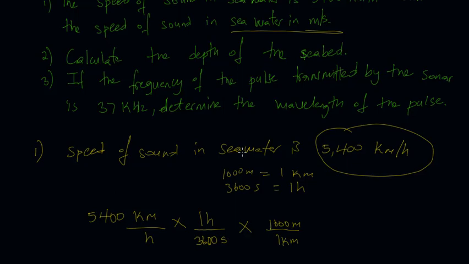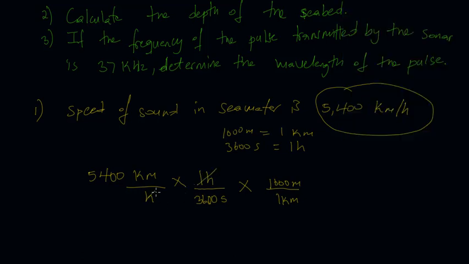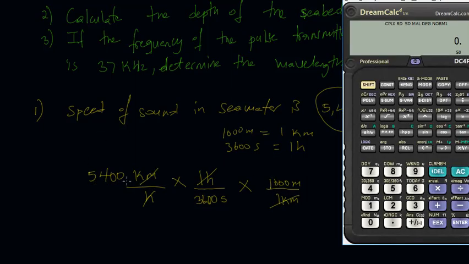So let me take out my calculator. What I will do right now is multiply across and divide across. But first of all, let me cancel out the like terms in the numerator and the denominator. So hours will cancel with an hour right there. Kilometers cancels with a kilometer. So let me get out my calculator and I'm going to multiply across.